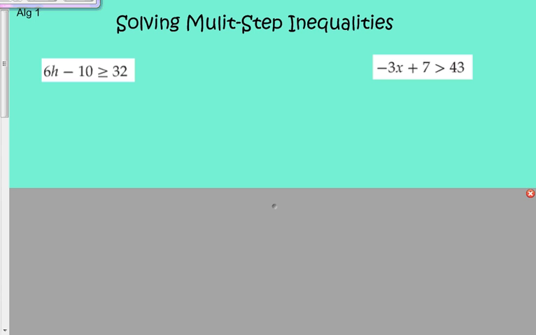Welcome, students. Today's lesson is called Solving Multi-Step Inequalities. Multi-step meaning more than one step to solve it, kind of like multi-step equations. So when we start out, we're going to start with our number out here by itself.